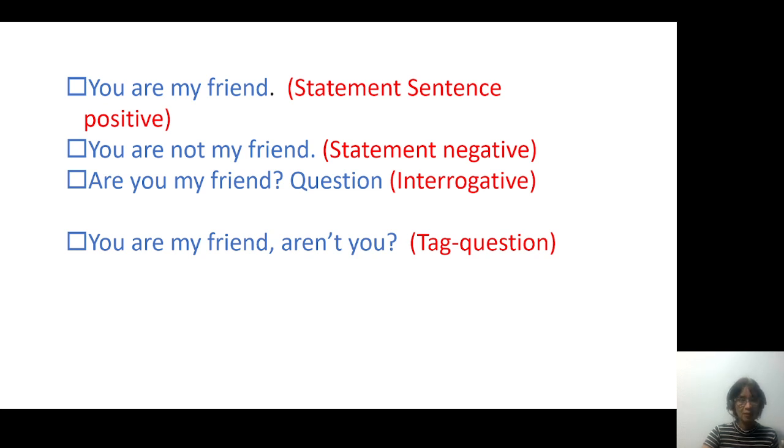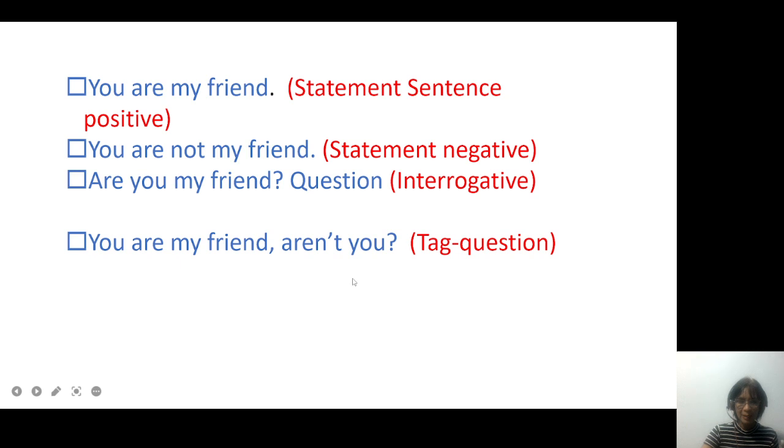Are you my friend? Yes. Or are you my friend? No. But you can also answer this way. Are you my friend? Yes, I am. Are you my friend? No, I'm not. So same thing with a tag question. You are my friend, aren't you?